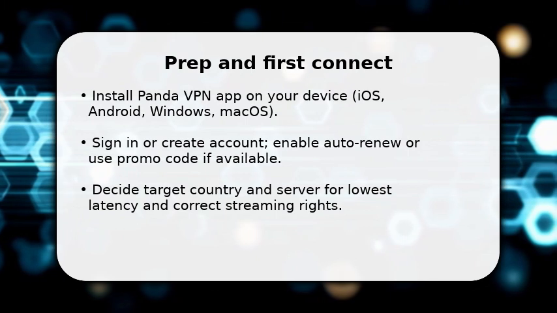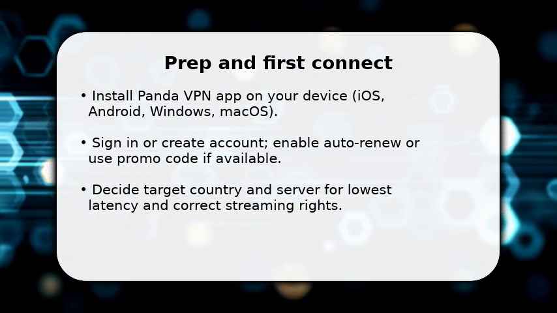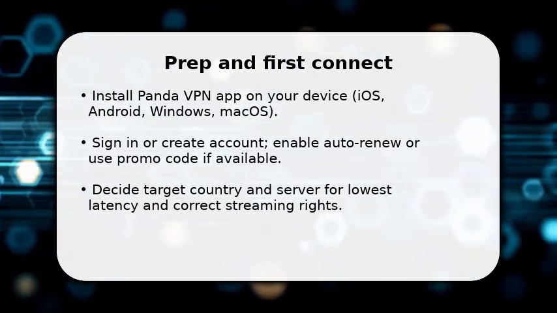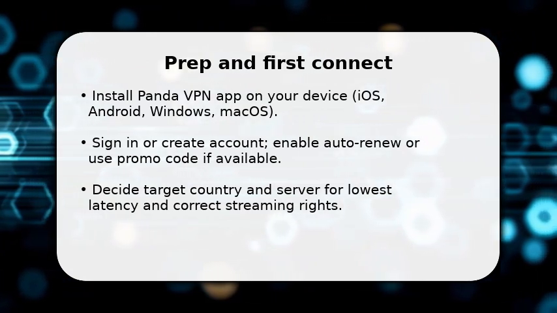Once connected, keep the app running in the background. Some devices close VPN processes. Make sure battery saver is off, and notifications for Panda VPN are allowed, so it won't be killed mid-match.